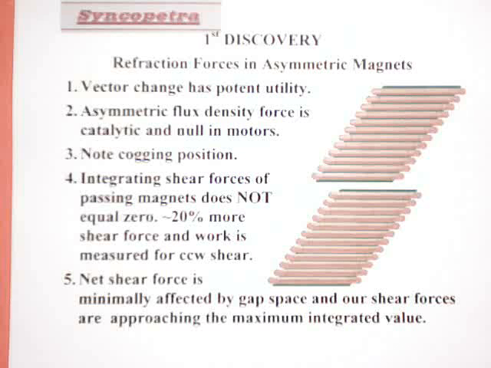Our first discovery can be validated with this test fixture. The electromagnets have asymmetric flux density at the poles, but Tom Bearden says they're skewed rather than asymmetric. Regardless, when energized, the pole faces will cog to the position shown. Integrating the shear force and work of passing magnets will be non-zero, biased in the direction of aligned pole faces.